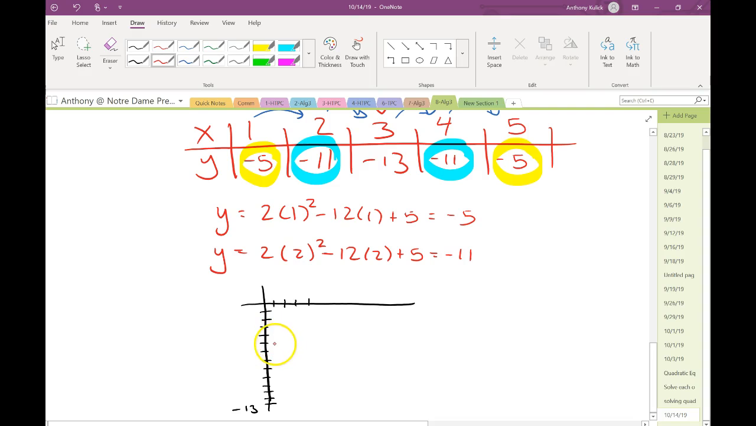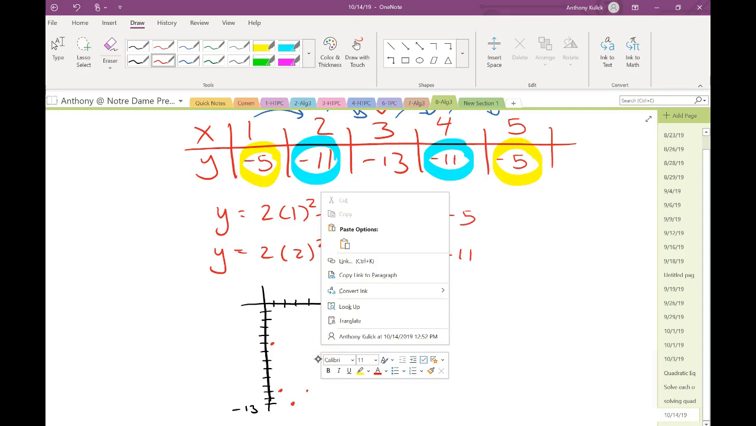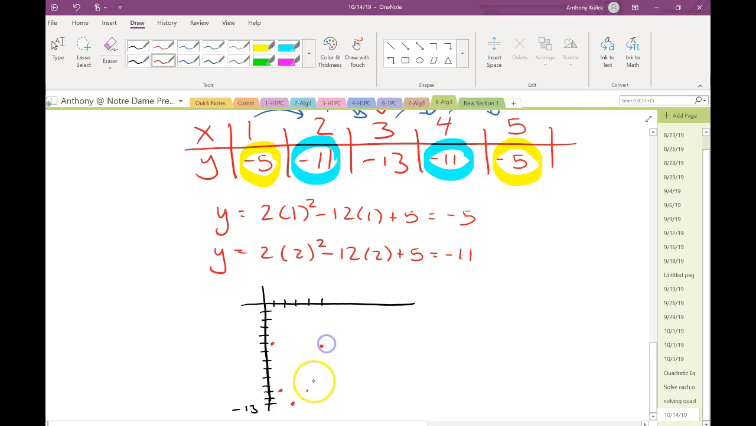And let's see, 1, negative 5. 2, negative 11, 3, negative 13, 4, negative 11. Oops, forgot to put a 5 out there. I'll do that right now. And there's that. All right. So there's my points all plotted. Now I just need to connect them.